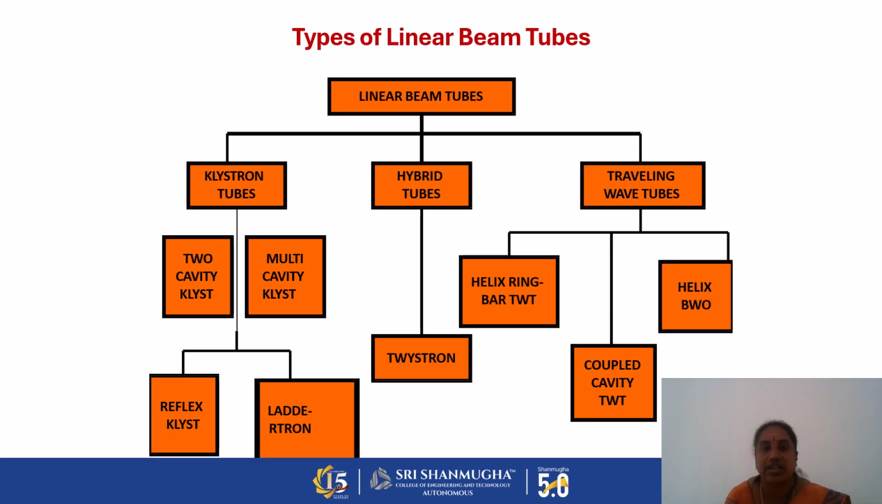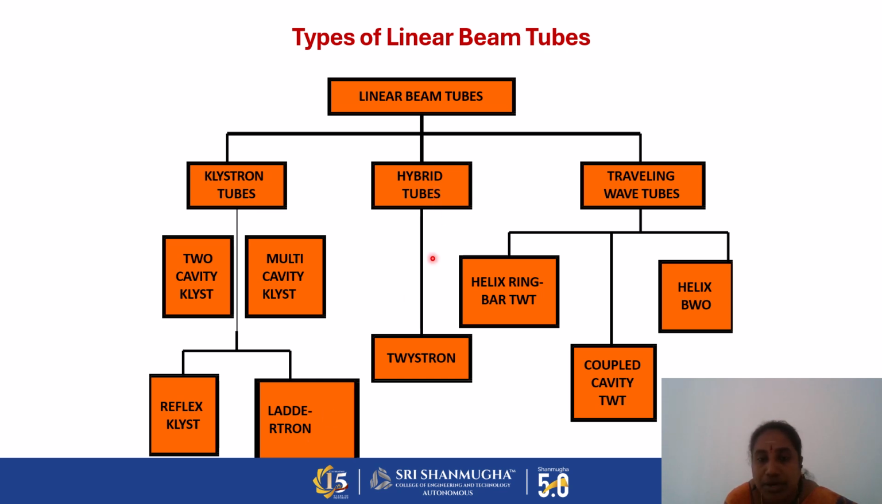So these are the general types of linear tubes. Under linear beam tubes, one is klystron tubes, then hybrid tubes and then traveling wave tubes. The klystron is split into two types: two cavity klystron and multi cavity klystron. Based on the frequency ranges, we can choose n number of cavities. The klystron tubes are again split into two parts: reflex klystron and then ladder turn.